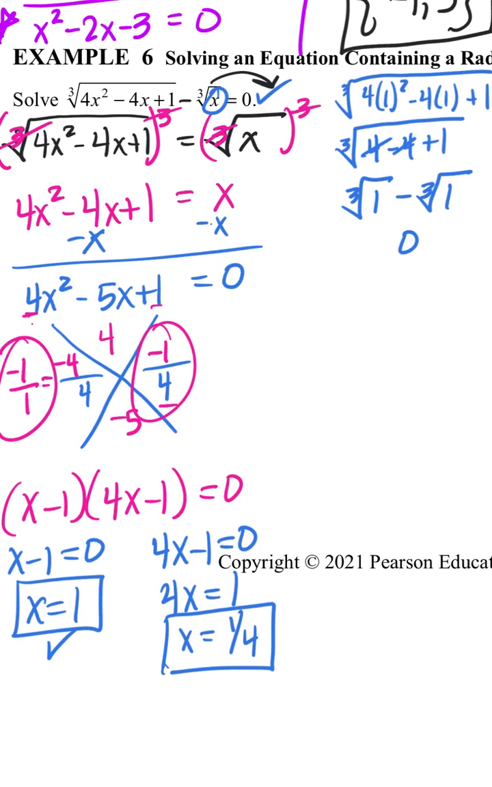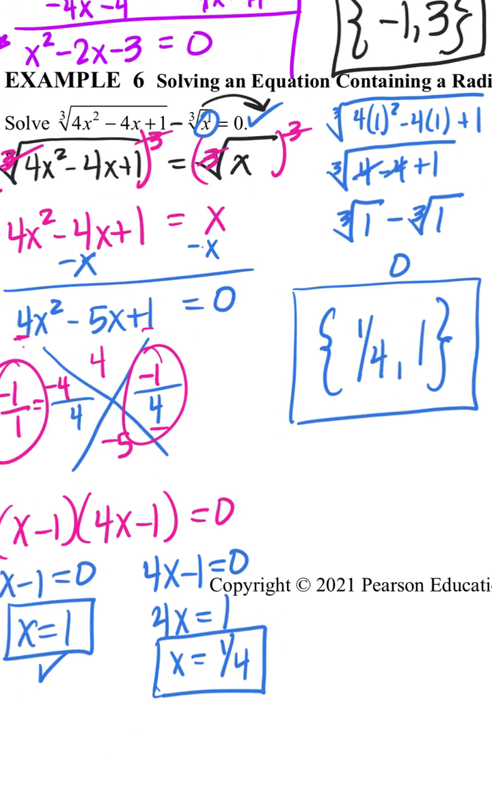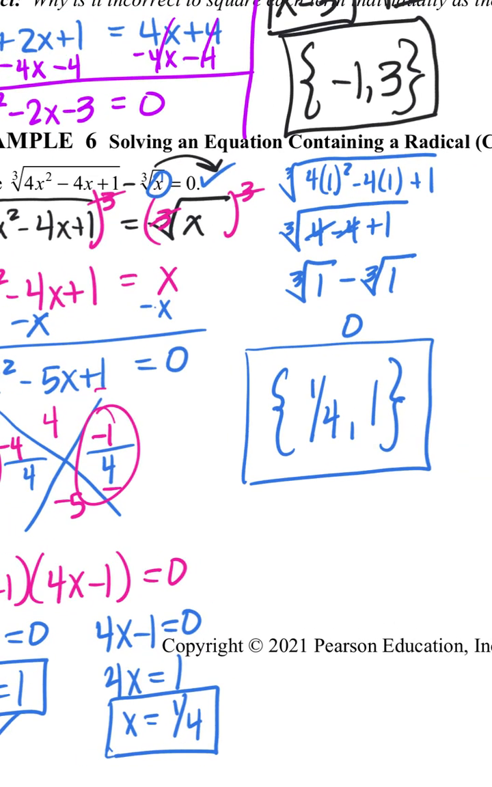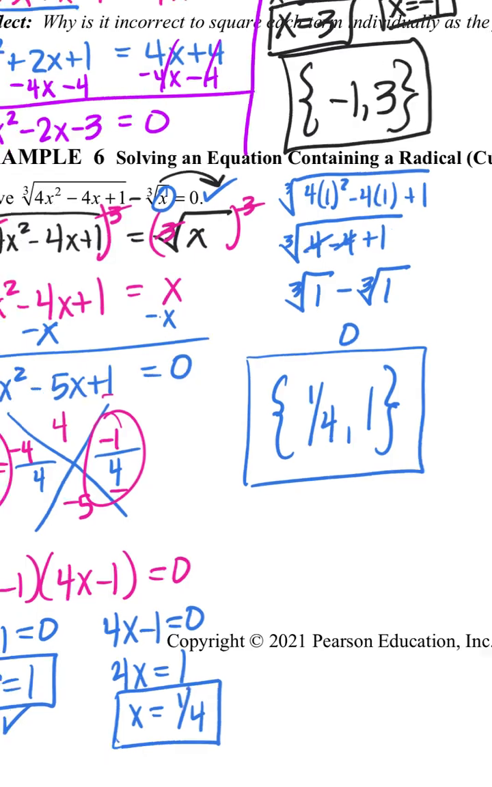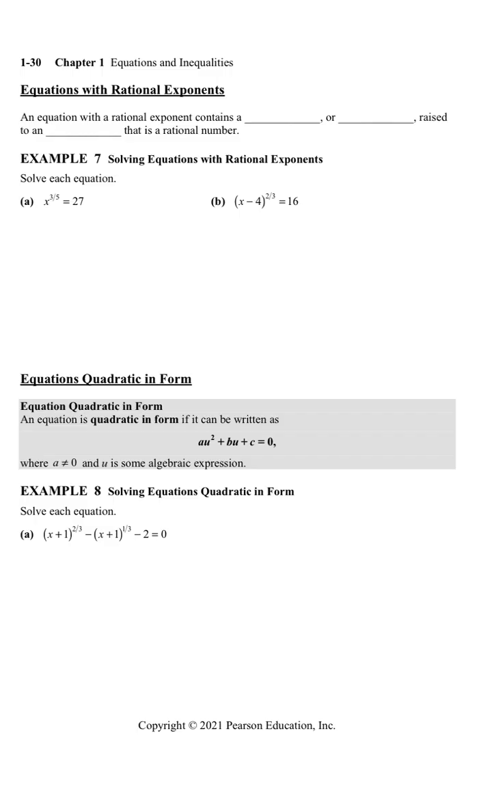Same thing's going to happen when you plug in a quarter. So our solution set is a fourth and 1. Let me double check I didn't miss negatives. Okay, so there's your solution set. So 1/4 and 1. All right, make sure there's nothing else on this page. Okay, now an equation with a rational exponent.